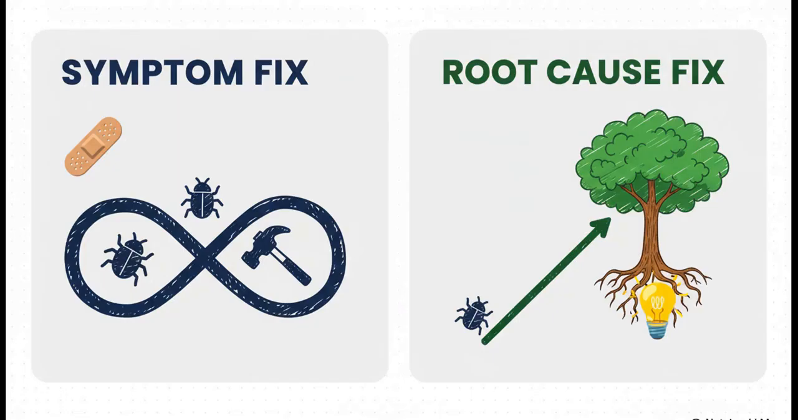So often we get stuck in this cycle. We find a bug, a dev fixes it, we close the ticket. That's what we call a symptom fix. But then, a few weeks later, a bug that looks suspiciously similar pops right back up. The real goal, the game changer, is the root cause fix, where we figure out why the bug got in there to begin with so we can finally break that cycle for good.